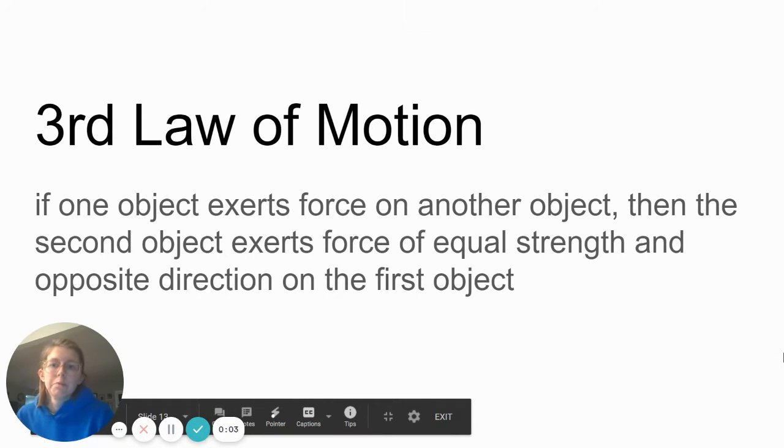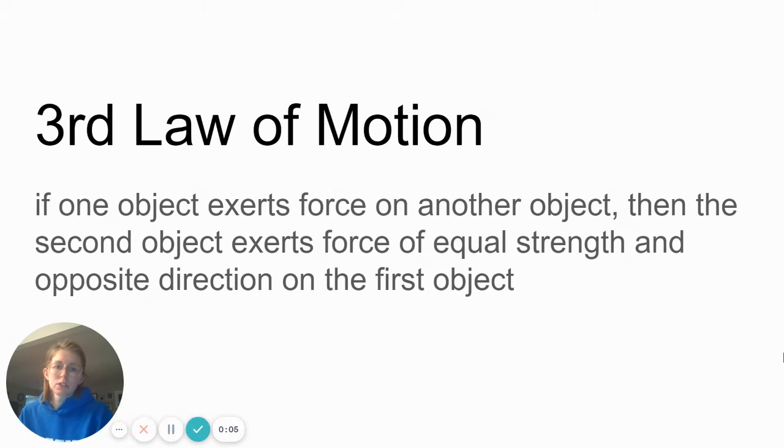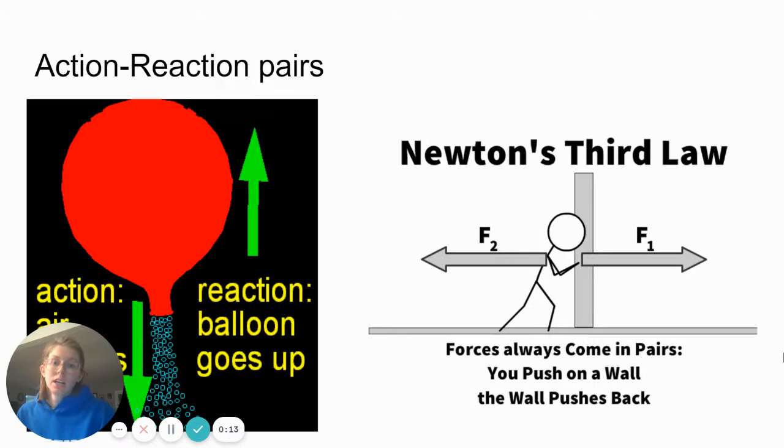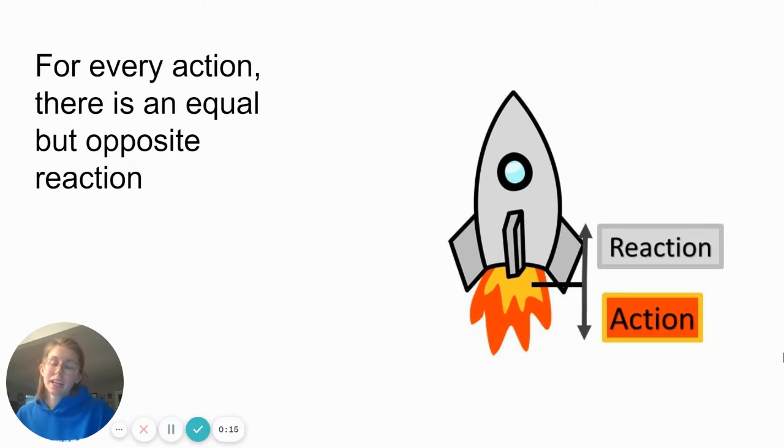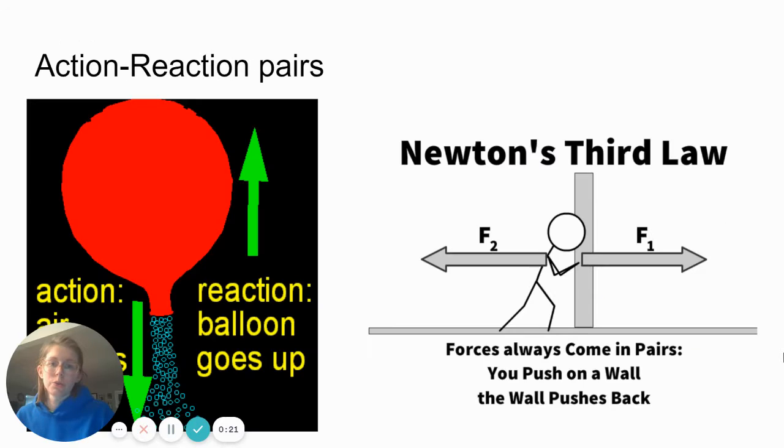Newton's third law of motion. If one object exerts force on another object, then the second object exerts force of equal strength in opposite direction of the first object. Put it simply, for every action there is an equal but opposite reaction. And so here we have action-reaction pairs.